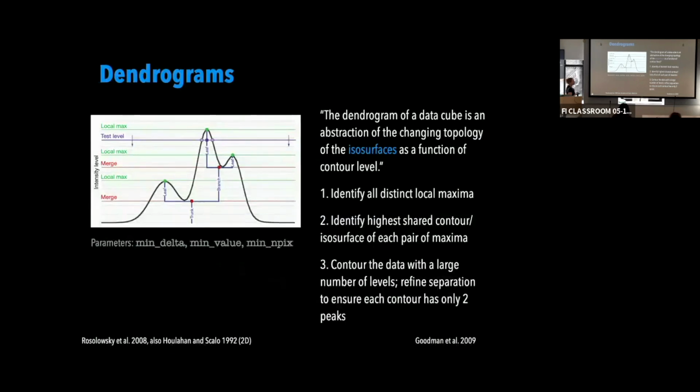And so there are a lot of similarities between this method and clump find, the main difference of which is that this is hierarchical. So again, we identify all distinct local maxima. We contour the data, identify the isosurface between each pair of maxima. We determine if those maxima are well separated and distinct. And then we go down our tree with these much finer contours and basically refine until, in our hierarchical structure, each branch has not more, not less than 2 leaves, okay?